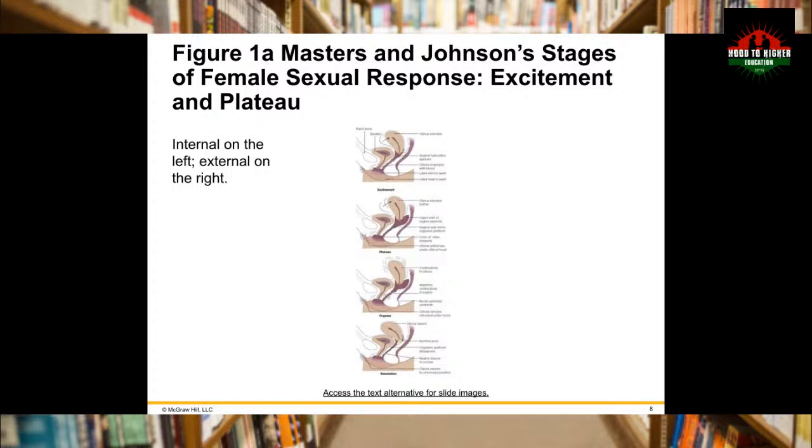The figure below shows a vagina in the plateau stage from the internal point of view, looking on the inside. The uterus elevates further. The upper part of the vagina expands and the vaginal wall forms an orgasmic platform. The color of the labia deepens and the clitoris withdraws under the clitoral hood. Take time, take notes.